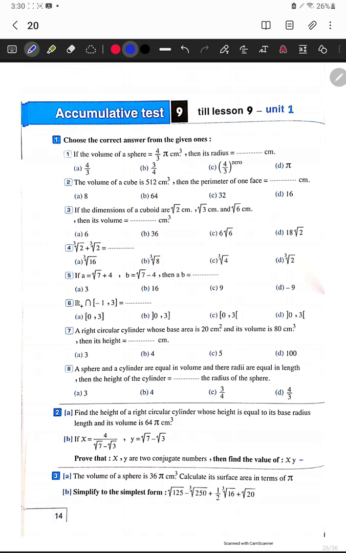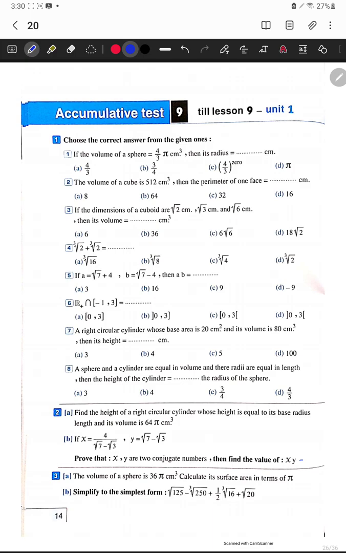So now we will talk about Accumulative Test 9 in the Al-Moasser book, and this test is still lesson 9, which is talking about the applications on the real numbers, which are the applications on the shapes like the cube and the cuboid, the circle, the sphere, and the right circular cylinder, and the rules of them, which was talking about the lateral surface area, the total surface area, and the volume, and the area from face.